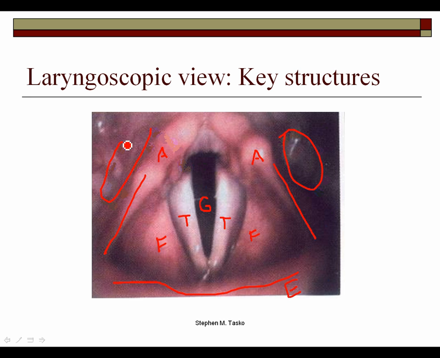piriform fossa. The esophagus would be right about there, the posterior pharyngeal wall not in the view, about there, and then the vallecula would be kind of up in this region here, more anteriorly. So you need to get to know that very well because we're going to be looking at pictures like this all the time.